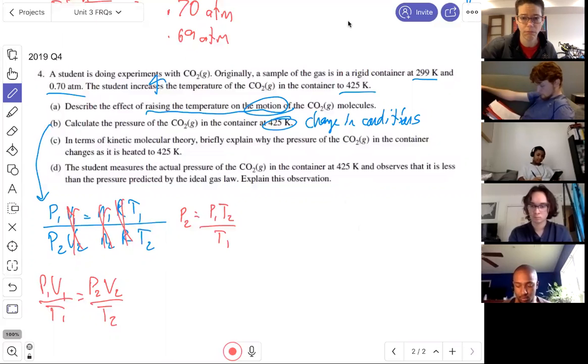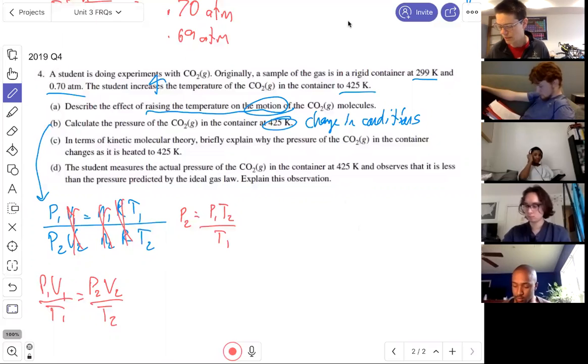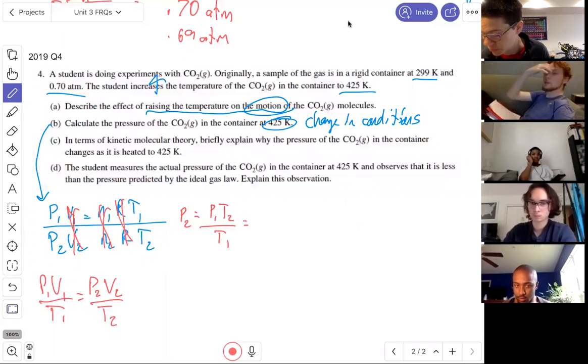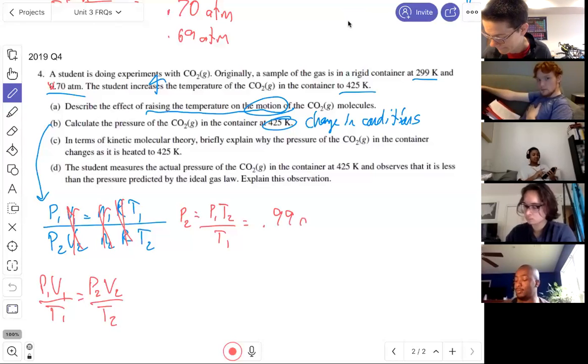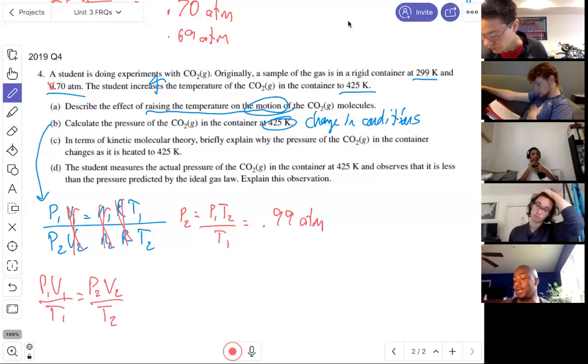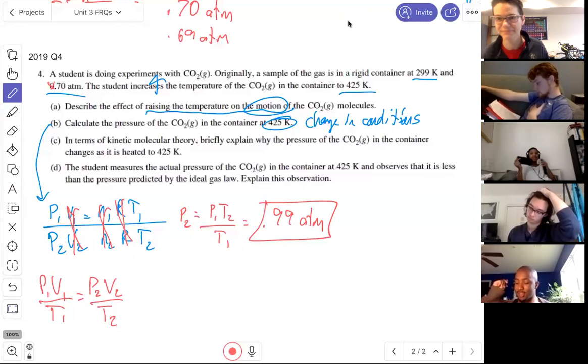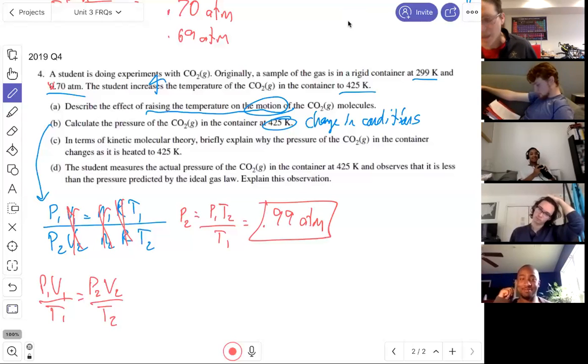Well, that's good. So how many sig figs are you getting? 2.70. That zero doesn't count. So 0.99. Yeah, that's all I got. You didn't get 100, Sean? Don't be rude.